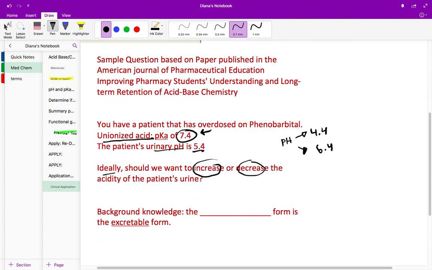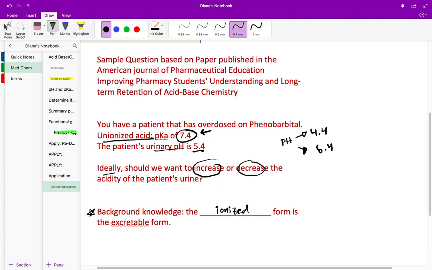So in order to answer this, you do need some background knowledge. You need to understand that the unionized or the ionized form is the excretable form. So that's the first thing you want to understand for background knowledge. You want to know, is the unionized form or the ionized form the excretable form? And the answer is that the ionized form is going to be the excretable form for phenobarbital, okay?